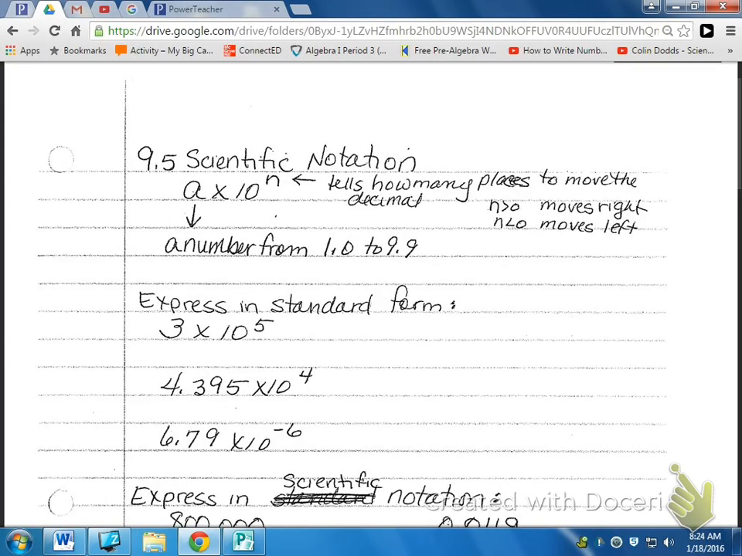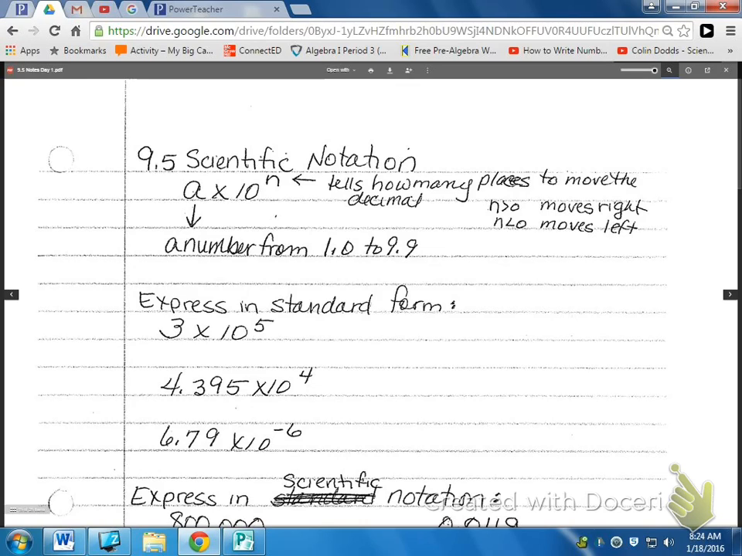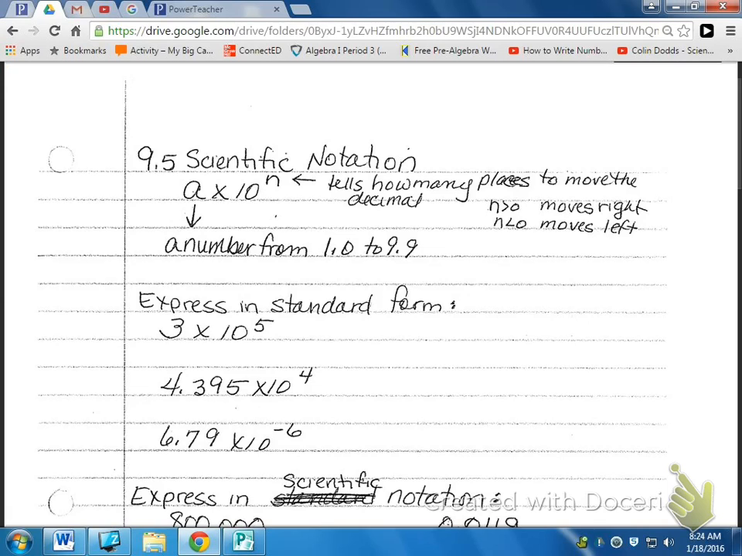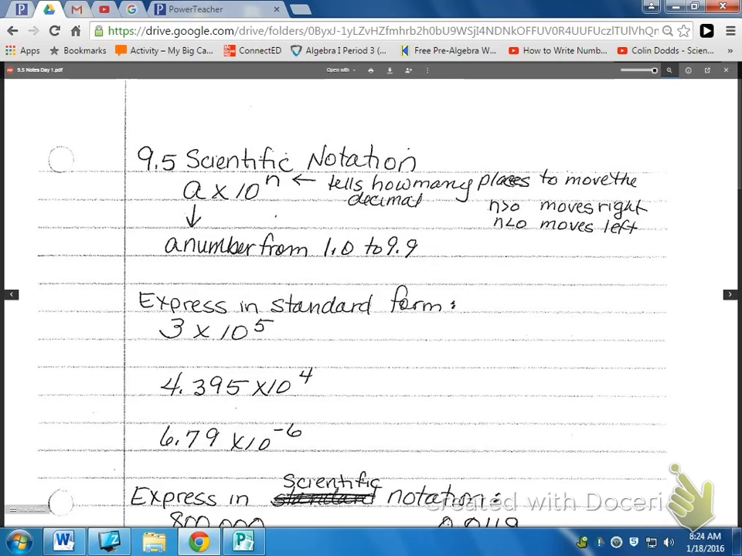Lesson 9.5, Scientific Notation. This is a shorthand for very large and very small numbers. A long time ago, scientists and mathematicians came up with this way to save time when they were dealing with very large and very small numbers. And scientific notation is always in this form.